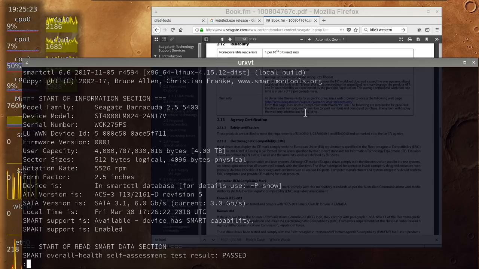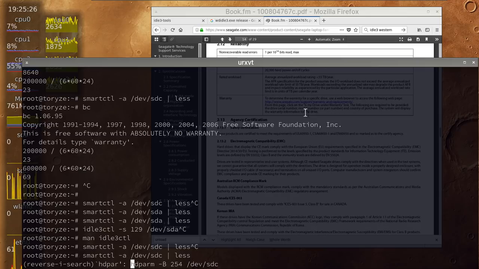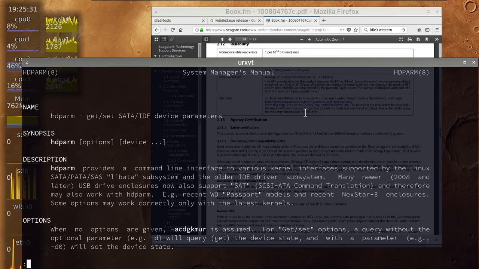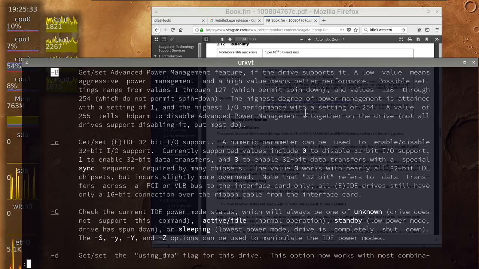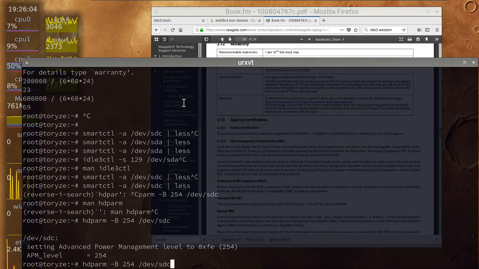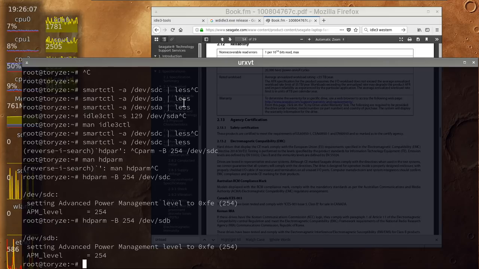So for the Seagate, I found that hdparm with minus B is tuning some performance value. Some advanced power management feature for drives that support it. The lower means more aggressive power management and the higher means better performance. And the value 254 apparently is meant to not permit spin downs. So running this, I tried this earlier already, and tuning this value indeed prevents these load cycles, which I don't quite understand.